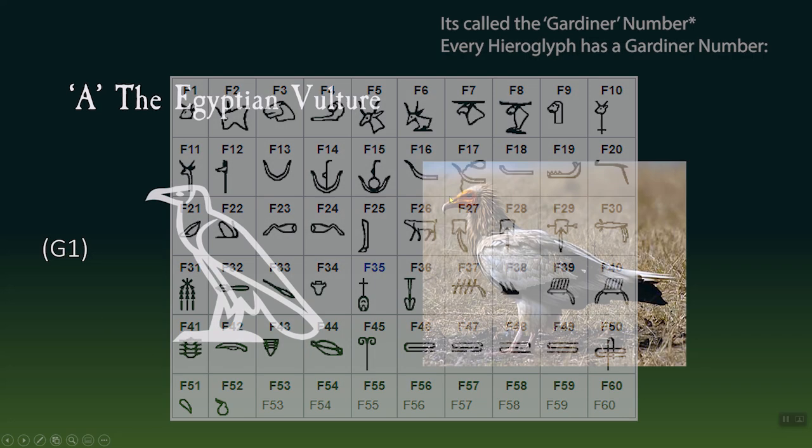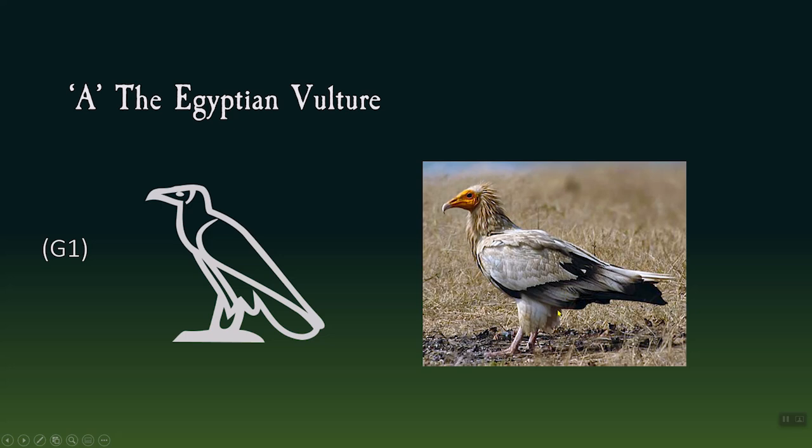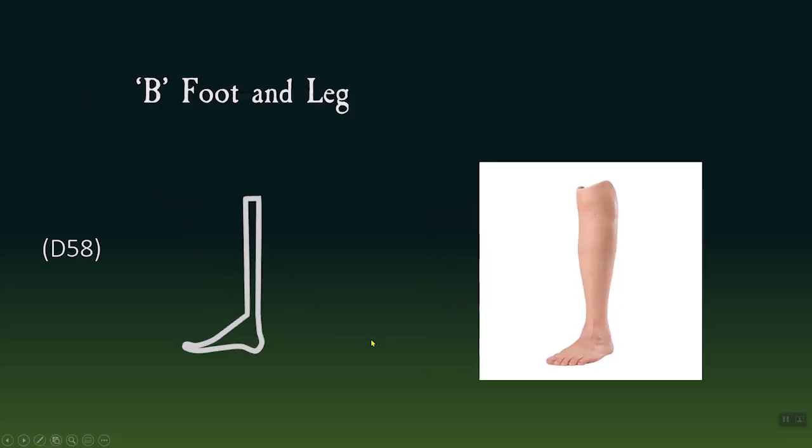I just wanted to mention as well, it's kind of fascinating, but actually these vultures in Egypt are quite endangered right now. They're very, very rare. So whenever you see this hieroglyph, you can think of that bird. B is foot or leg, which is represented here, D58. You can see it pictured on the right.